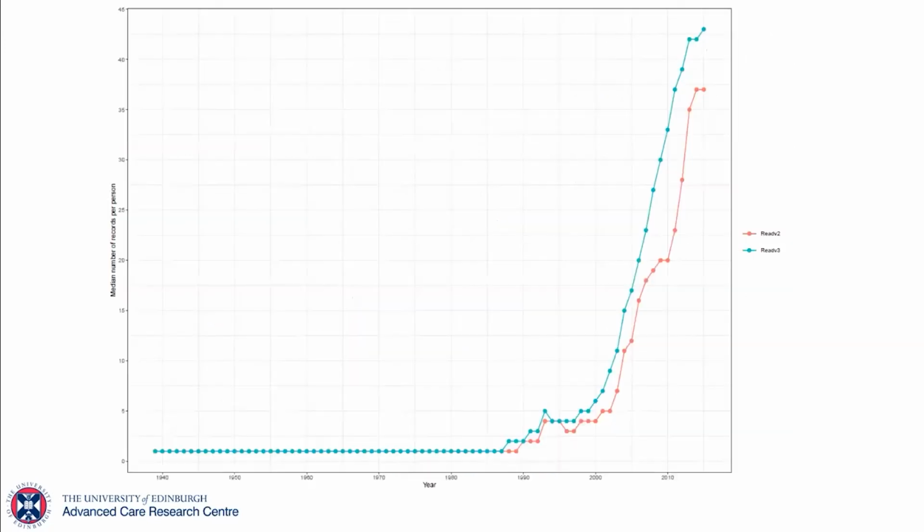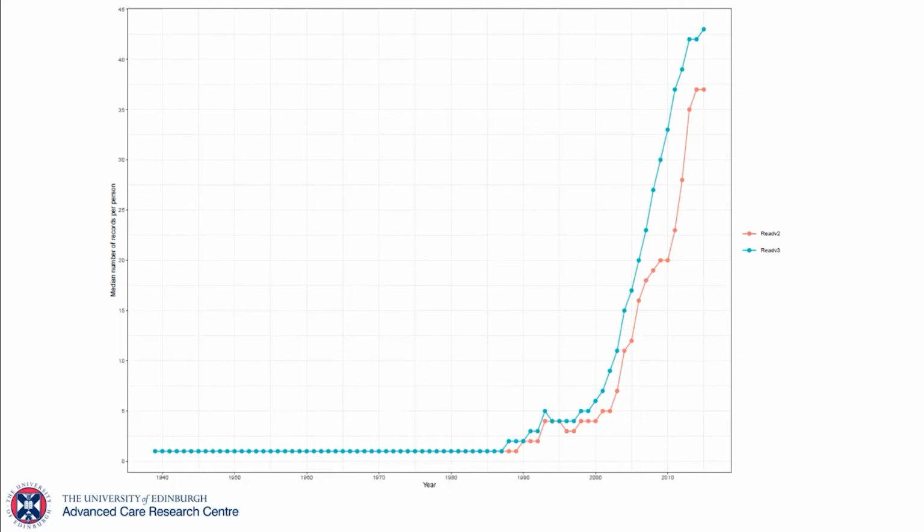And why should that be? Well, so this is by year, and it's just counting the median number of codes per person per year, where pink is read 2 and green is read 3. And so if you're in a practice using read 3, they record more codes than practices using read 2. And if you record more codes, you find more disease. Is the prevalence of disease really different? Probably not.